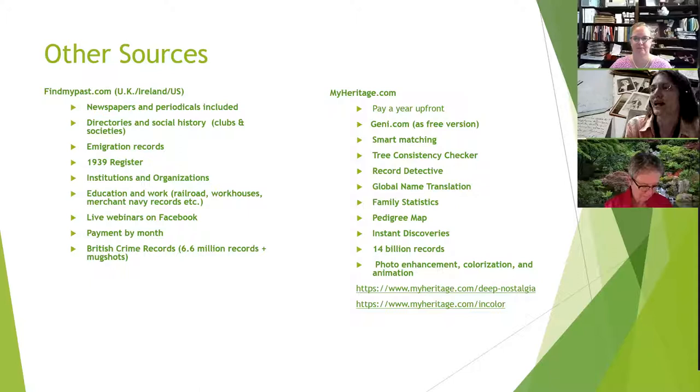They have smart matching, and I get those delivered to my email. You can take a look at it and see if this person's records are the same as what you might have. They might have more information. And then they have a tree consistency checker to make sure everything looks right in terms of dates and so on. They have a record detective, global name translation, and family statistics. That's pretty interesting. You can find out how many people were a cobbler or something like that. They have a pedigree map, so you can pinpoint where your ancestors were living, in villages and so on.